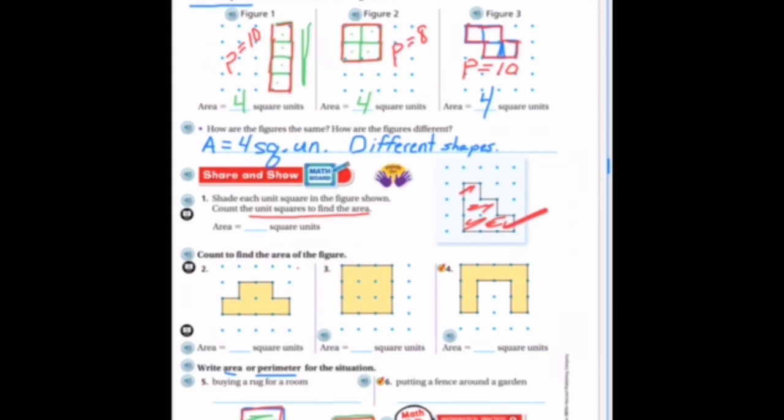That's it for me today, boys and girls. Remember, when you're labeling, and I think most of it's done here for you, but when you're labeling for area, it's square units. That's the big Q that you're measuring area, not perimeter.